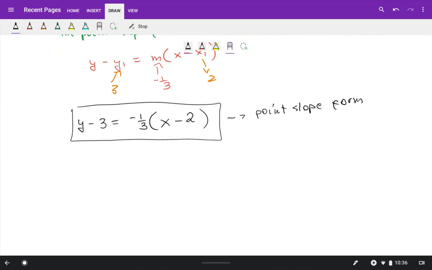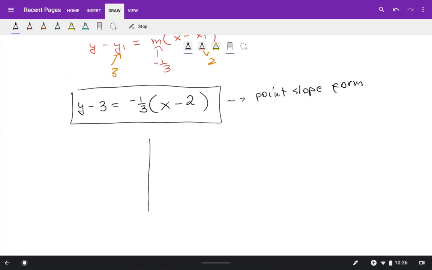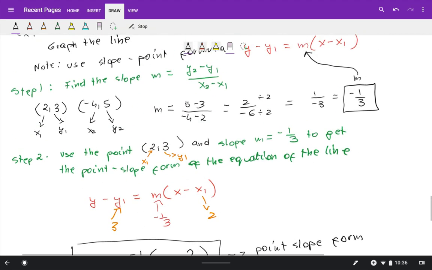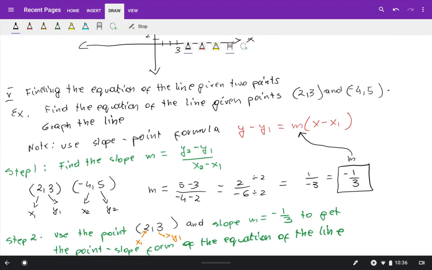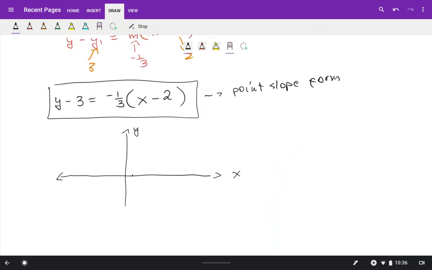Here I'm going to use the point slope form and graph it, because the problem is also asking to graph the straight line. To graph a straight line, we need 2 points, and 2 points are given. We have the point 2 comma 3, and the second point which was given was negative 4 comma 5. So I have 2 points.